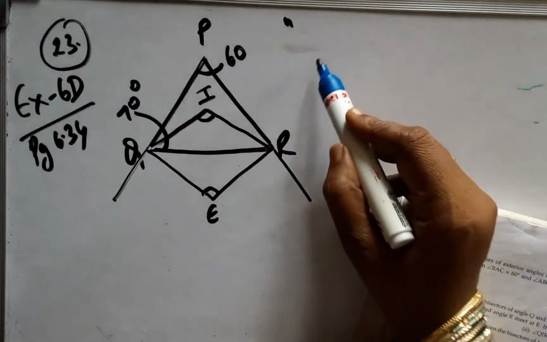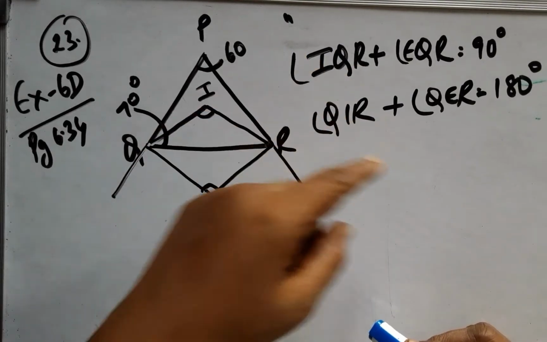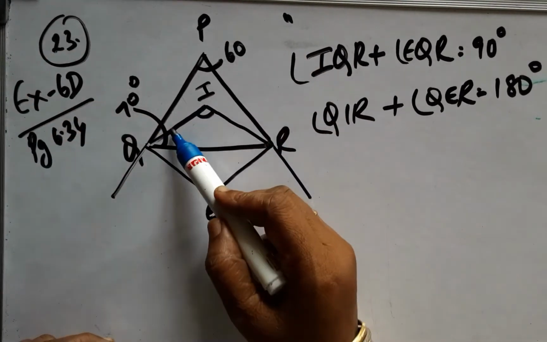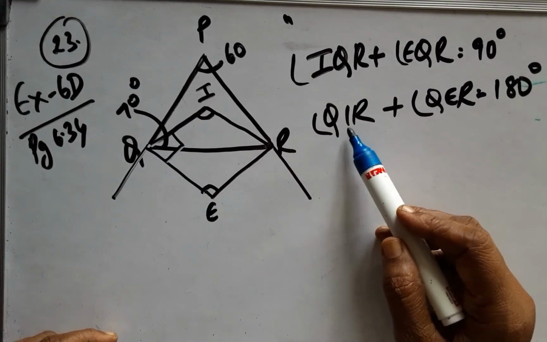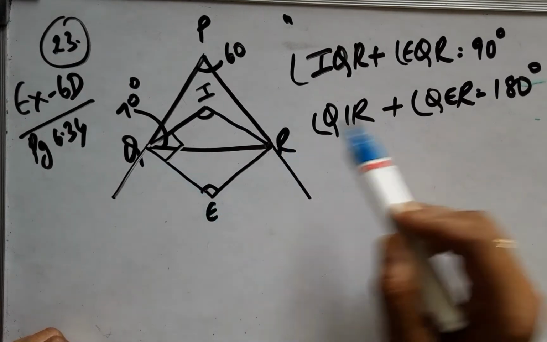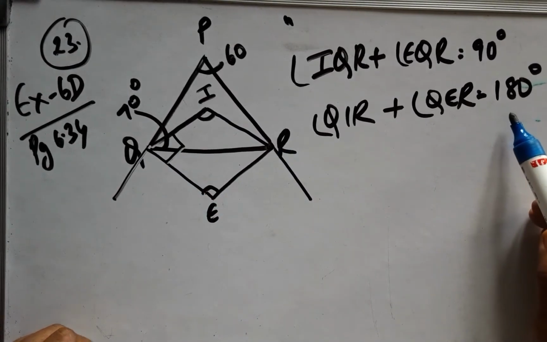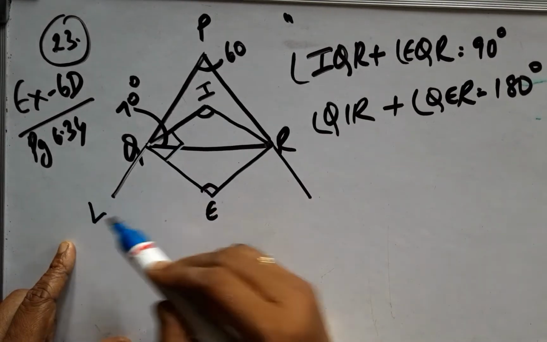prove that IQR, we are supposed to prove that these two angles club to form 90 degrees, and QIR and QER will come up to 180. Let us see. Before attempting, we have to give some name here also.